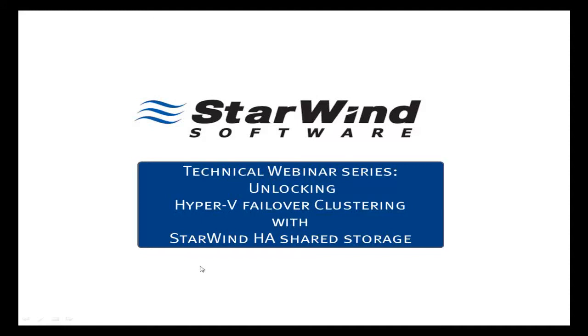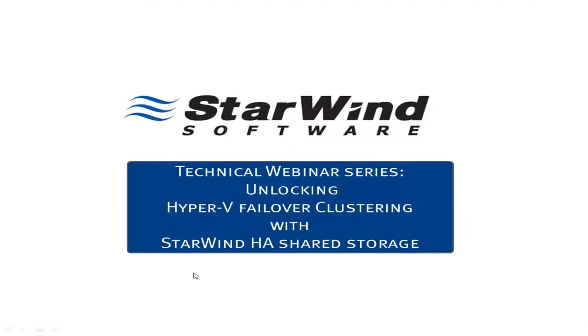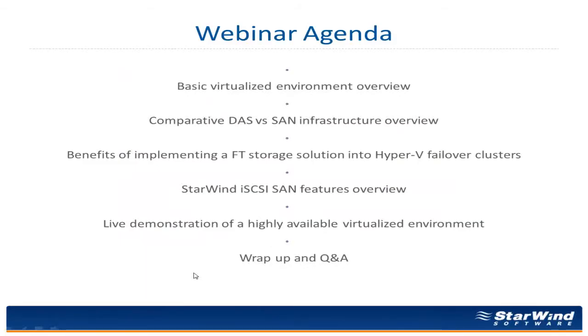And today we're going to talk about using StarWind High Availability with Hyper-V and unlocking its failover clustering feature. I will begin with a brief overview of a basic virtualized environment and we'll see what it can offer us. Then I will show you the simplicity of becoming highly available with your virtualized production environment, and all along I'll explain the potential benefits of having fault-tolerant configuration in your production.